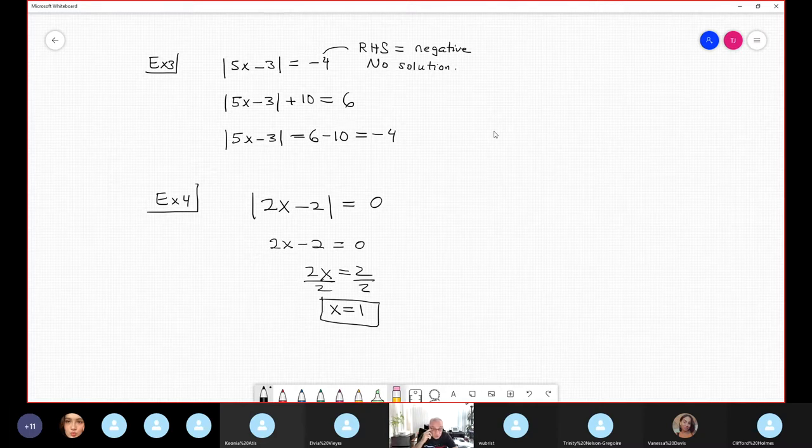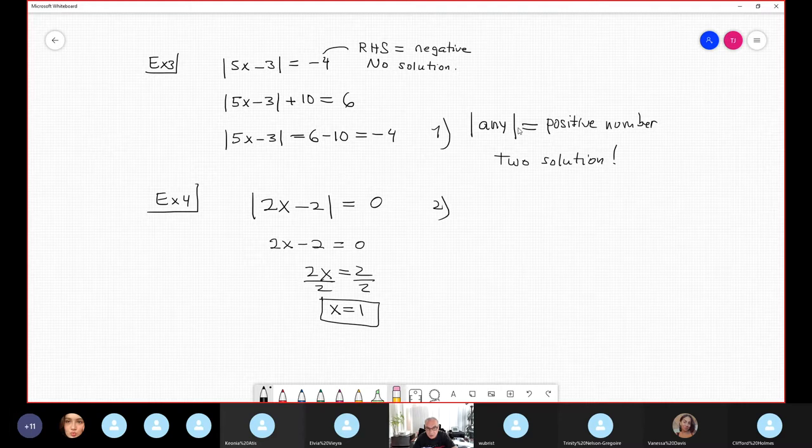Only one solution. So to summarize, to conclude that topic of the equation, we have three possibilities. First scenario: you have an absolute value of any expression equal to any positive number. In this case, I know automatically we have two solutions. The second scenario is when you have an equation like that, and here we have a negative number. So this is totally a contradiction. We have no solution, so we have zero solutions. No solution, it's totally the empty set. How many? Zero. In other words, empty.